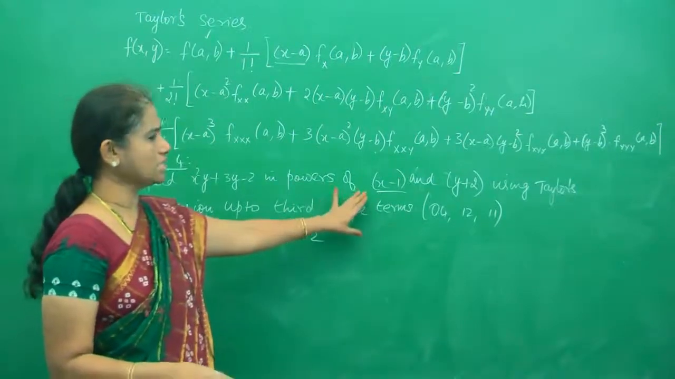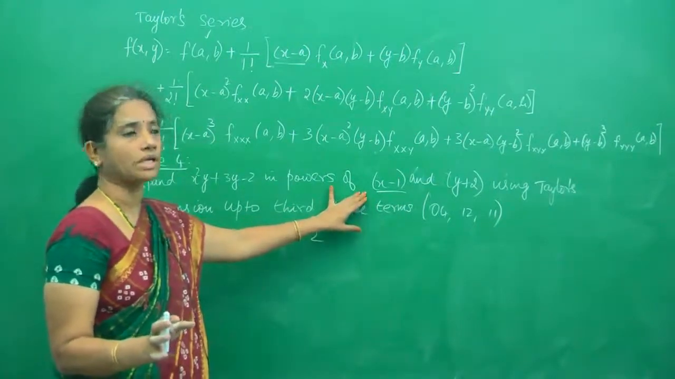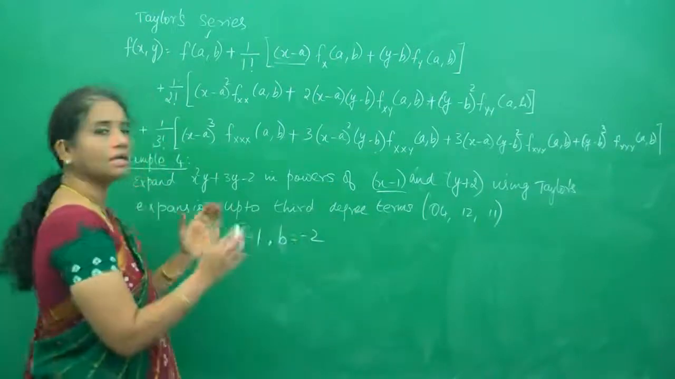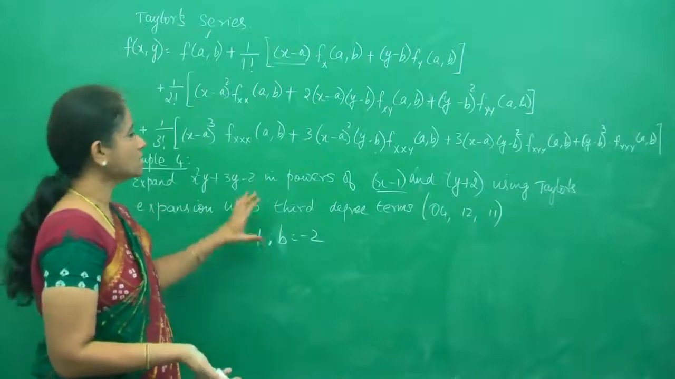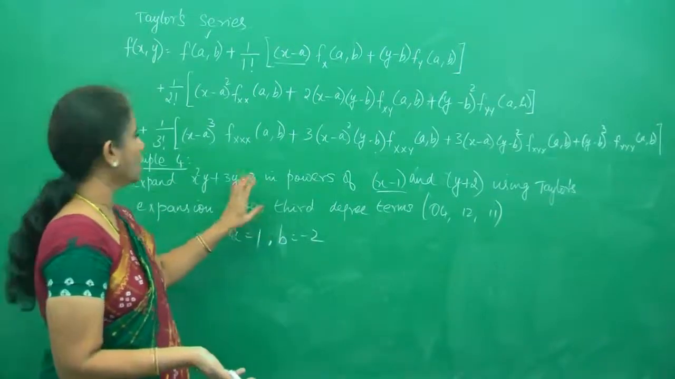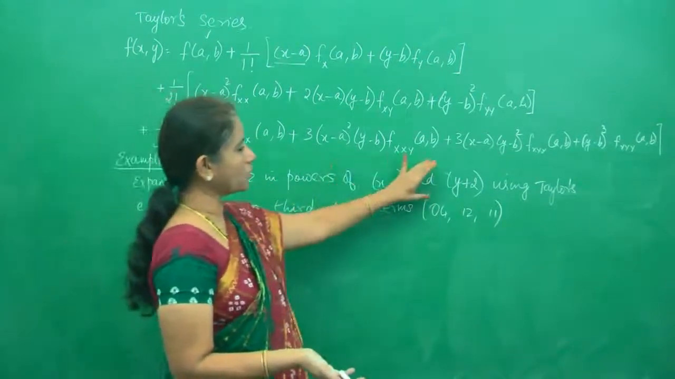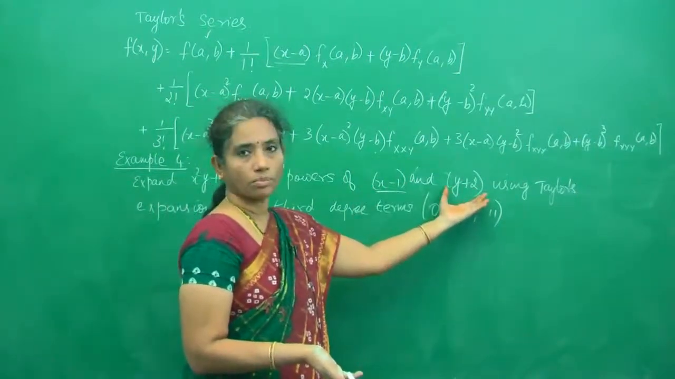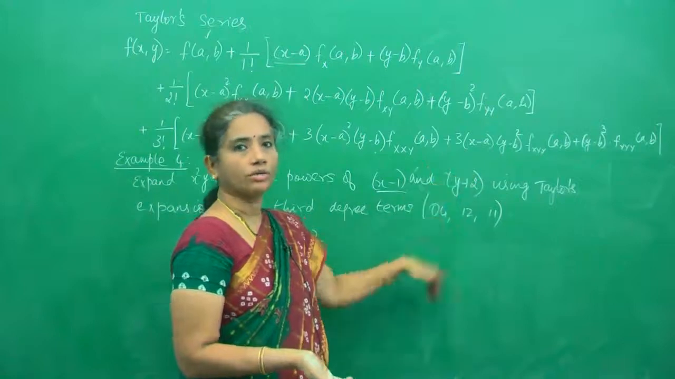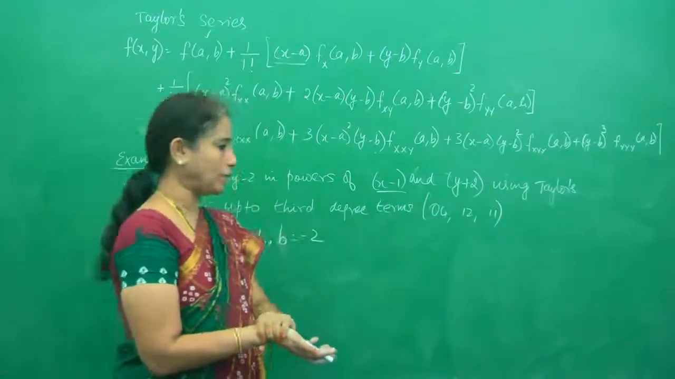So this is the only tricky way of asking the question. Otherwise they will just give the function and they will give the values of a and b, and you just have to do it. This is one more way of asking the question. Expand it in terms of x minus 1 and y plus 2. Therefore you find out a is 1 and you find out b is negative 2, and we are going to write the expansion after this as usual.